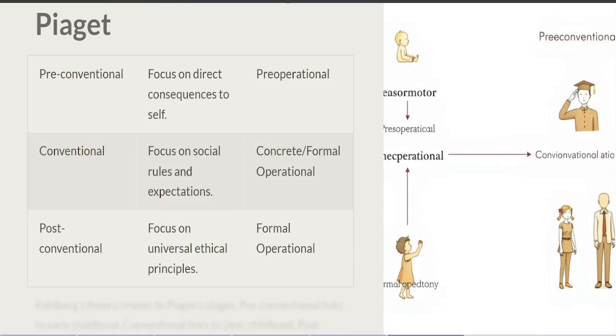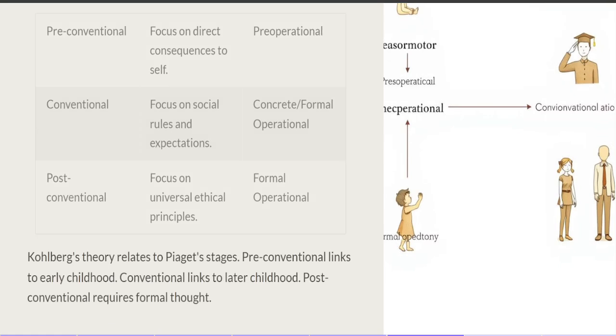As we have discussed, Kohlberg gave pre-conventional, conventional, and post-conventional levels, with six stages in total. Pre-conventional focuses on direct consequences to self. That is pre-operational. Conventional focuses on social rules and expectations, and here it is concrete or formal operational. Then Kohlberg gave post-conventional, which focuses on universal ethical principles, and it is here formal operational.